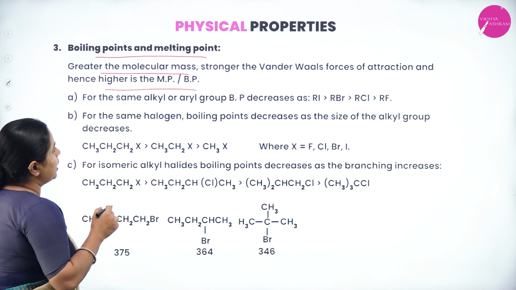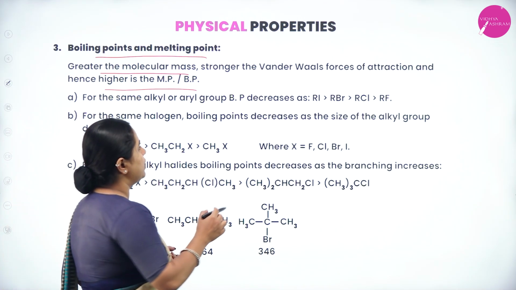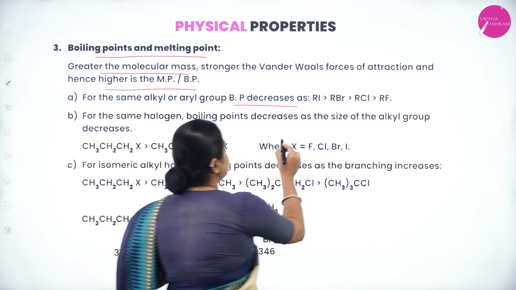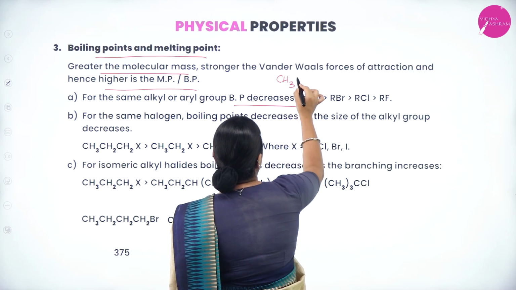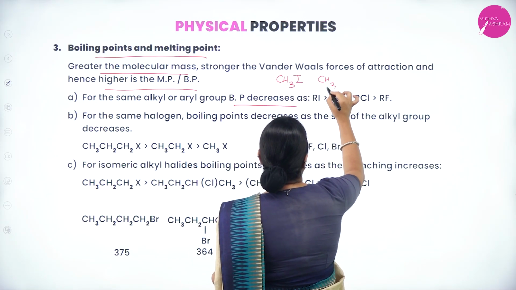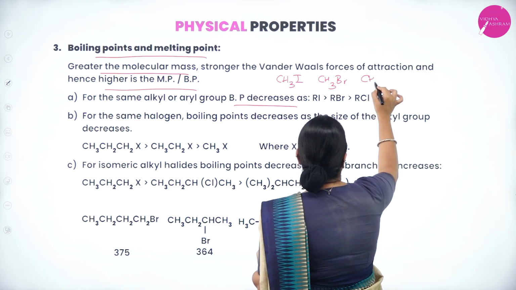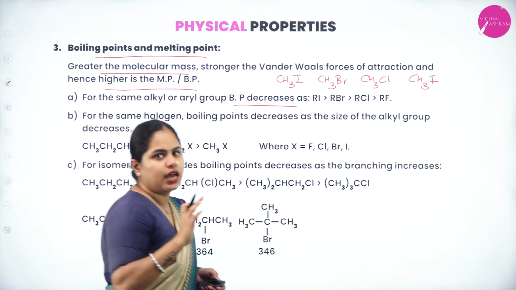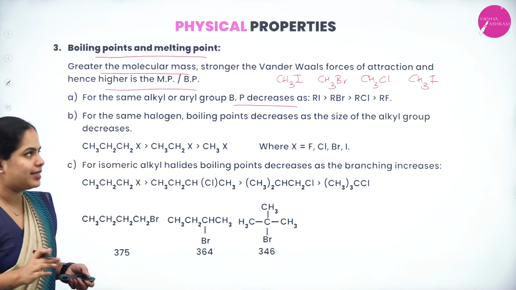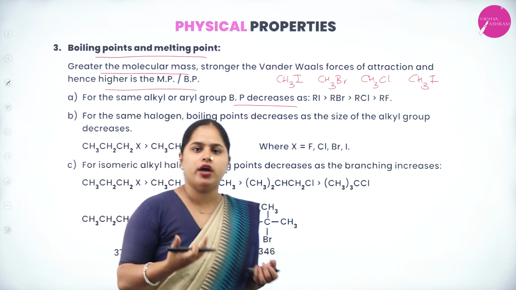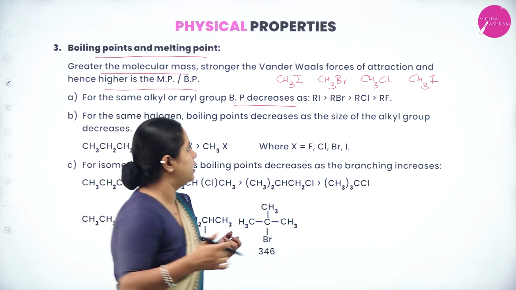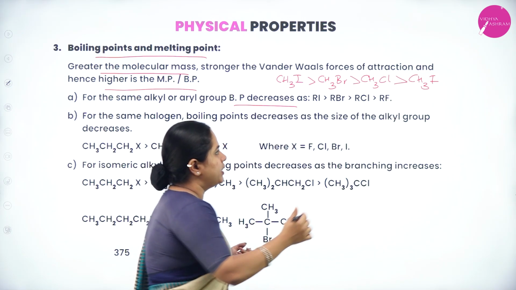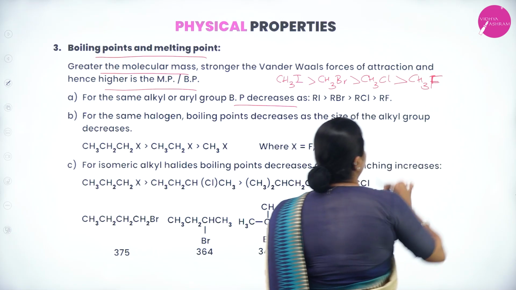Now the next point, for the same alkyl or aryl group, boiling point decreases as we go down. That means if the alkyl group is the same, for example, let us take the alkyl group as methyl. So I have methyl iodide, methyl bromide, methyl chloride and methyl fluoride. I have these haloalkanes. Now in that case, which will be the order of their boiling points? The decreasing order will be methyl iodide, methyl bromide, methyl chloride, and in the end you will have methyl fluoride.